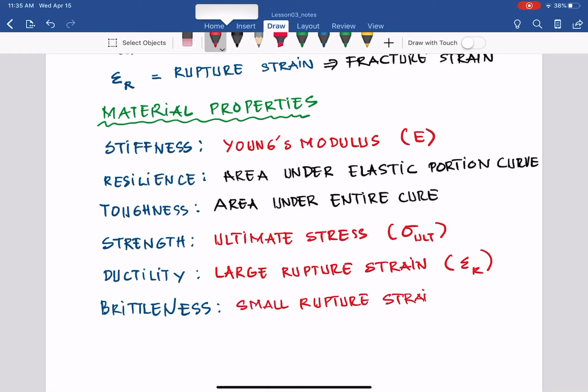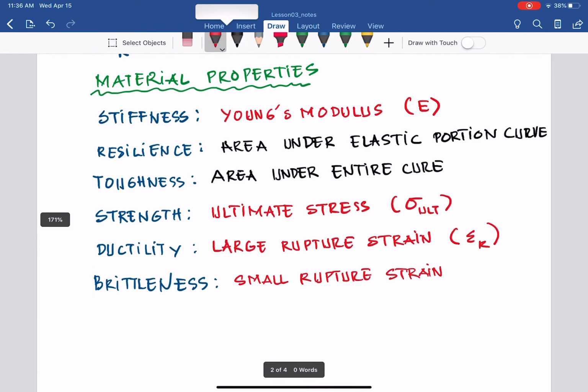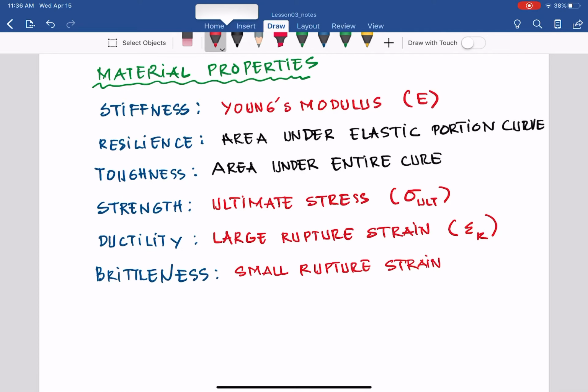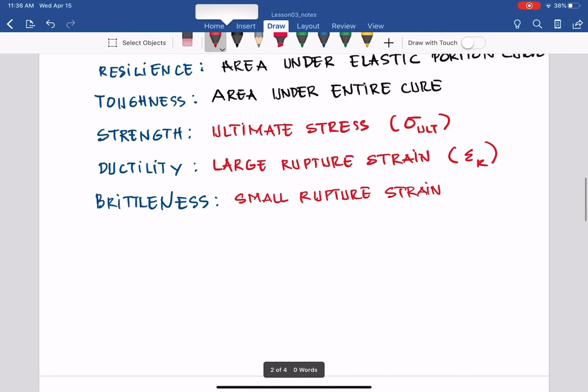What material in civil engineering has a small rupture strain? Concrete, for example, is very brittle. So those are the material properties that you need to know. Six measures of the material properties: stiffness, resilience, toughness, strength, ductility, and brittleness, each with a different associated measure that you already know. When you compare toughness, for example, you need to compare the area under the entire curve for two or more materials to see which one is tougher.